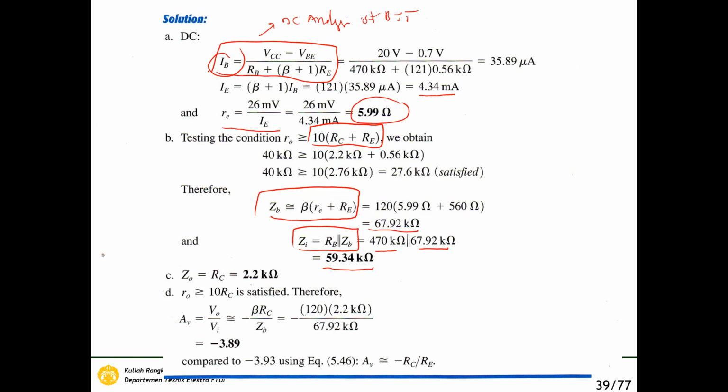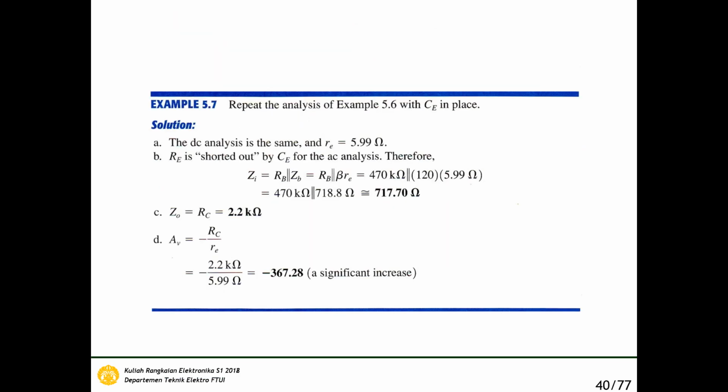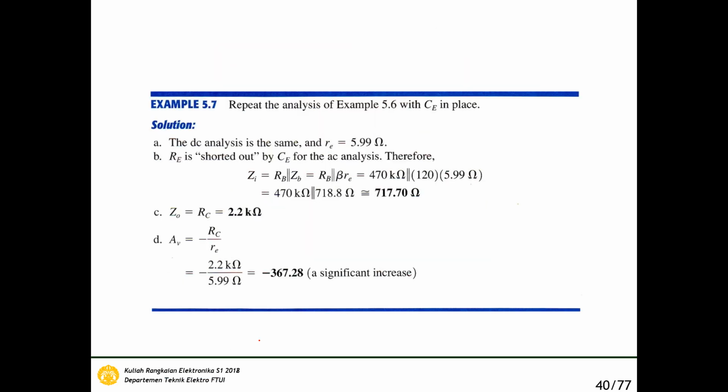per VI, minus beta RC per ZB, like this one. Sorry, this one, minus RC plus RE. Okay, so we got that minus 3.89. Okay, and then repeat the analysis with the ZE.